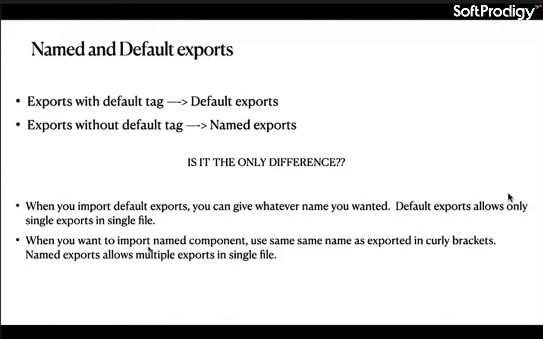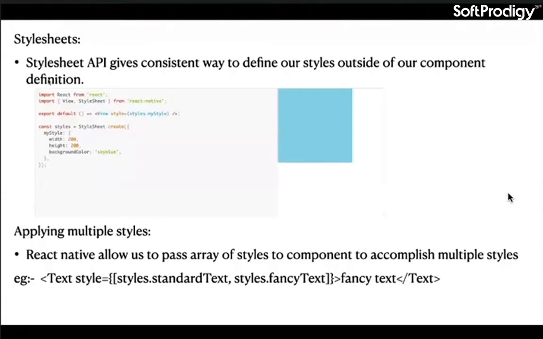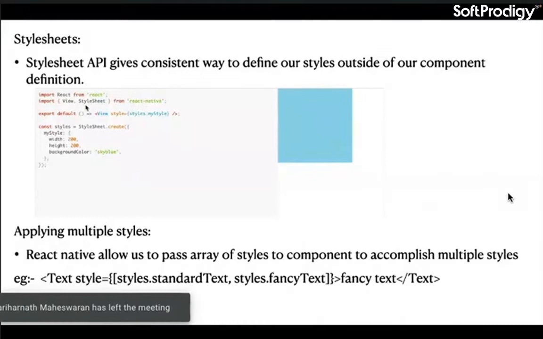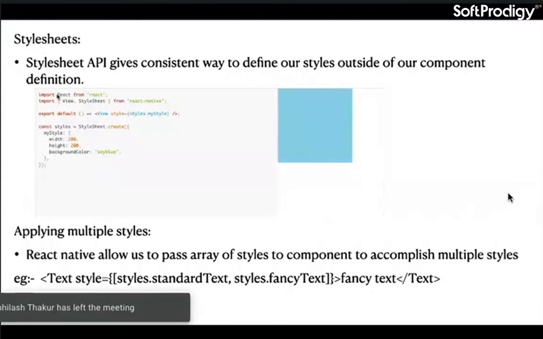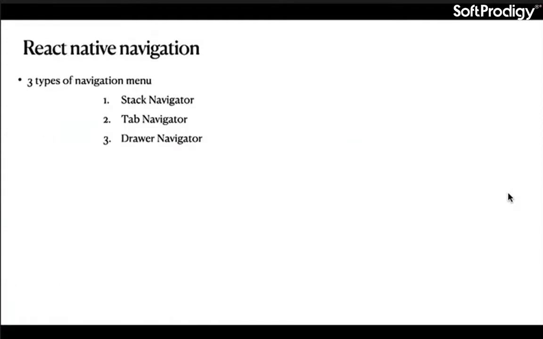When you want to import a named component, use the same name as exported, in curly brackets. So curly brackets are mandatory. For example, here it is View, StyleSheet. All these are exported as named exports. That's why we are using curly braces here. But here it is exported as a default export, so there is no need to add curly braces here. Okay, hope you got the idea.